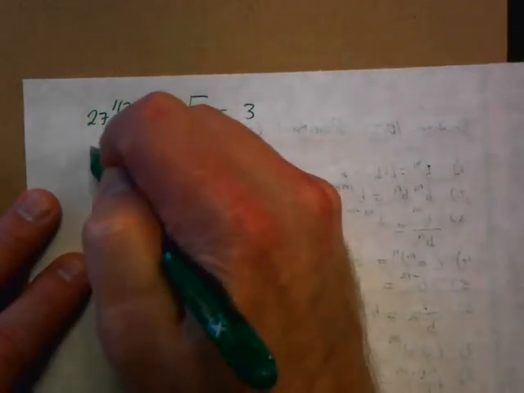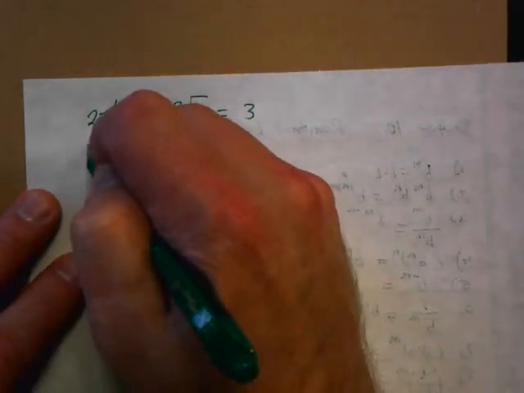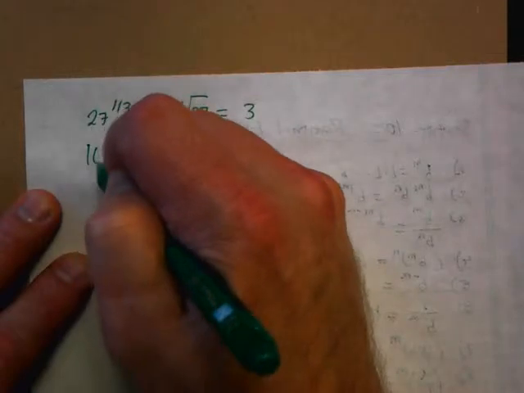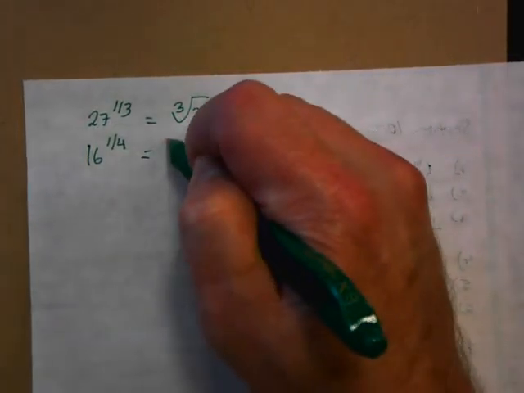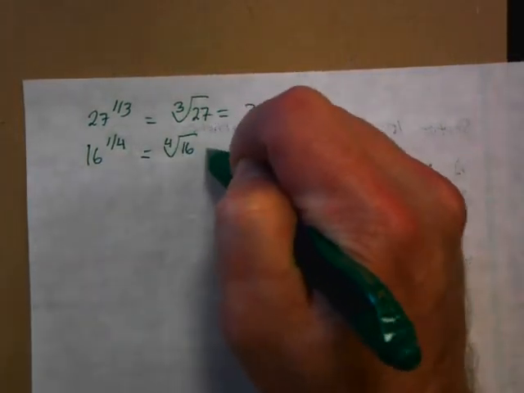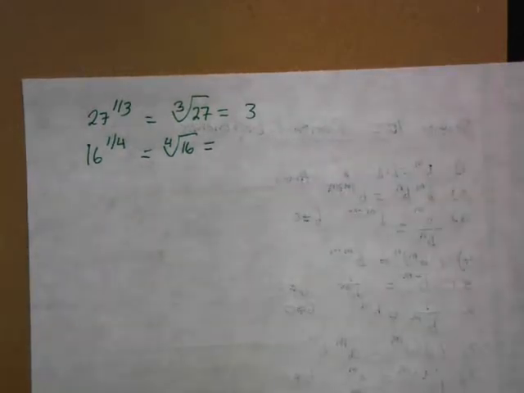How about 16 to the 1/4? Well, that 1/4 power means to do a 4th root. So that's the 4th root of 16. And the 4th root of 16 is 2, because 2 times 2 times 2 times 2 is 16.